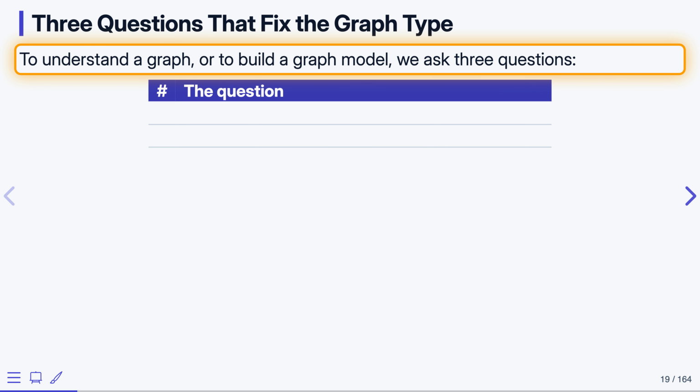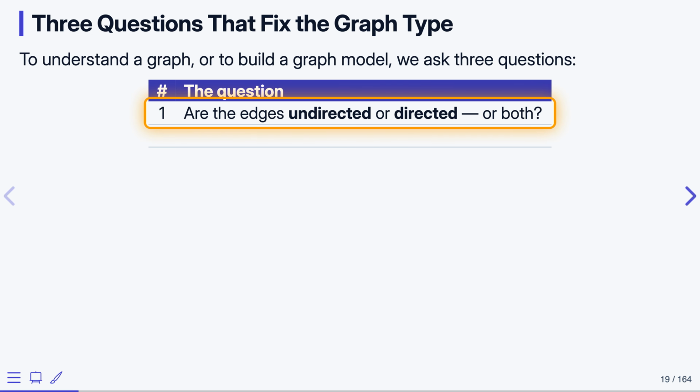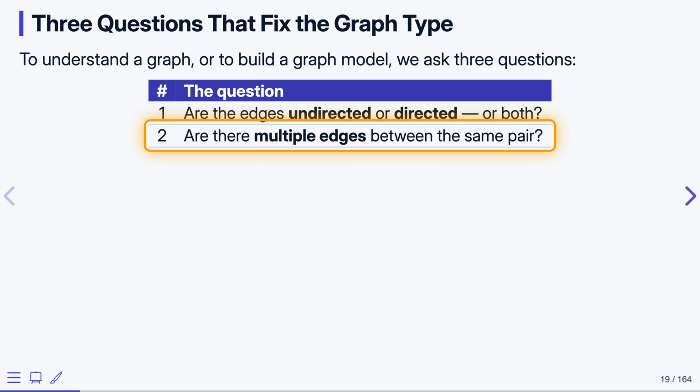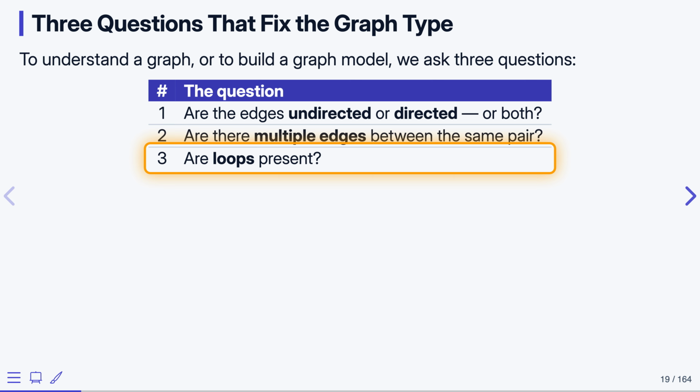Before we look at the table of types, learn these 3 questions. They fix the type every time. Question 1. Are the lines undirected with no arrows, or directed with arrows, or a mix of both? Question 2. Are there multiple edges, that is, 2 or more lines between the same pair of dots? Question 3. Are there loops, that is, lines from a dot to itself? Answer those 3 and the type follows.